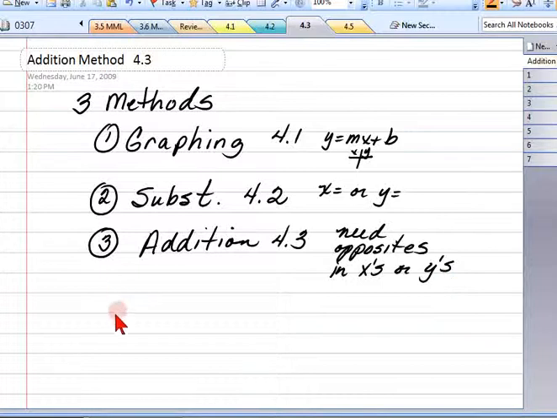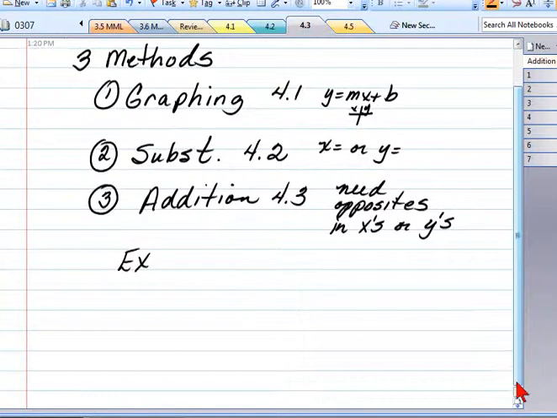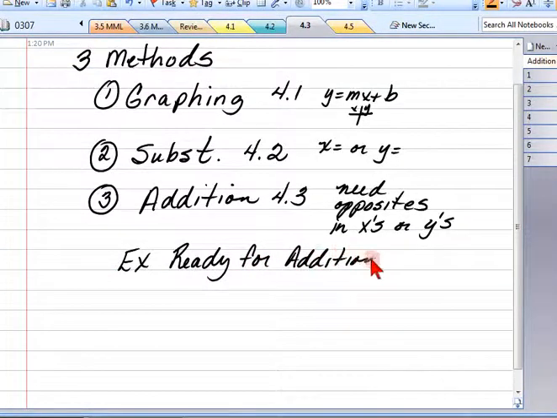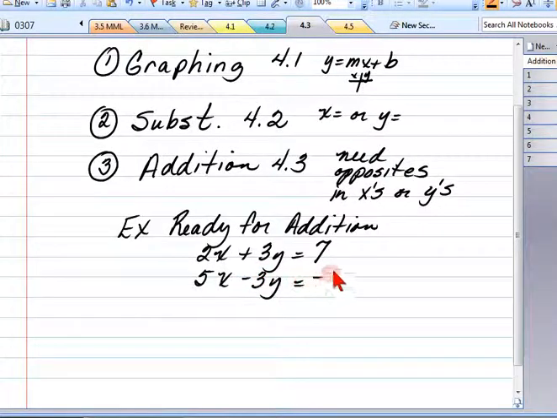All right, I want to give you a couple of examples of what a system looks like when it's ready for addition. In other words, what am I talking about when I talk about you need opposites? Okay, this will be ready for addition. If you have 2x plus 3y is 7, and 5x minus 3y is equal to, say, -2.